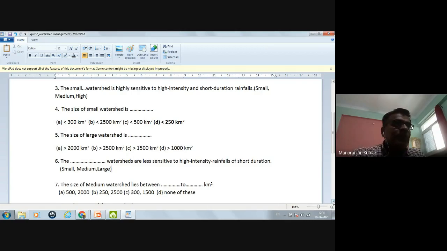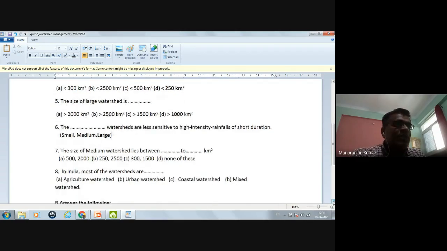Now, the seventh question is the size of a medium watershed lies between how much? 250 to 2,500 kilometer square. This is the correct answer. If it is less than 250, then it is a small watershed. If it is more than 2,500 kilometers square, then it is a large watershed. And if the area is between these two, then it is a medium watershed.